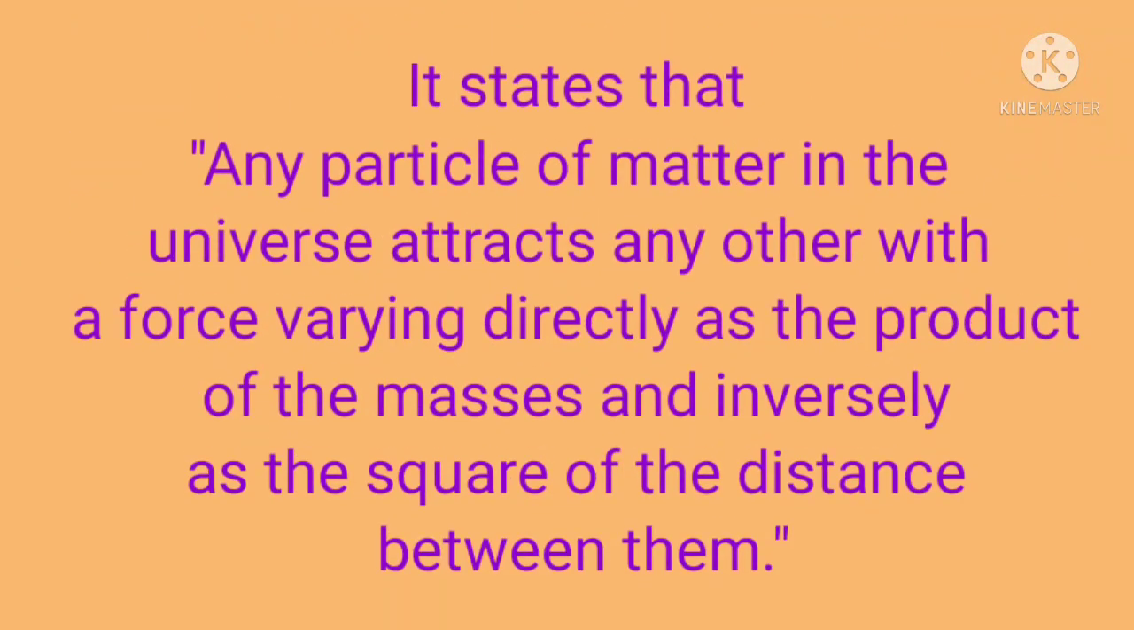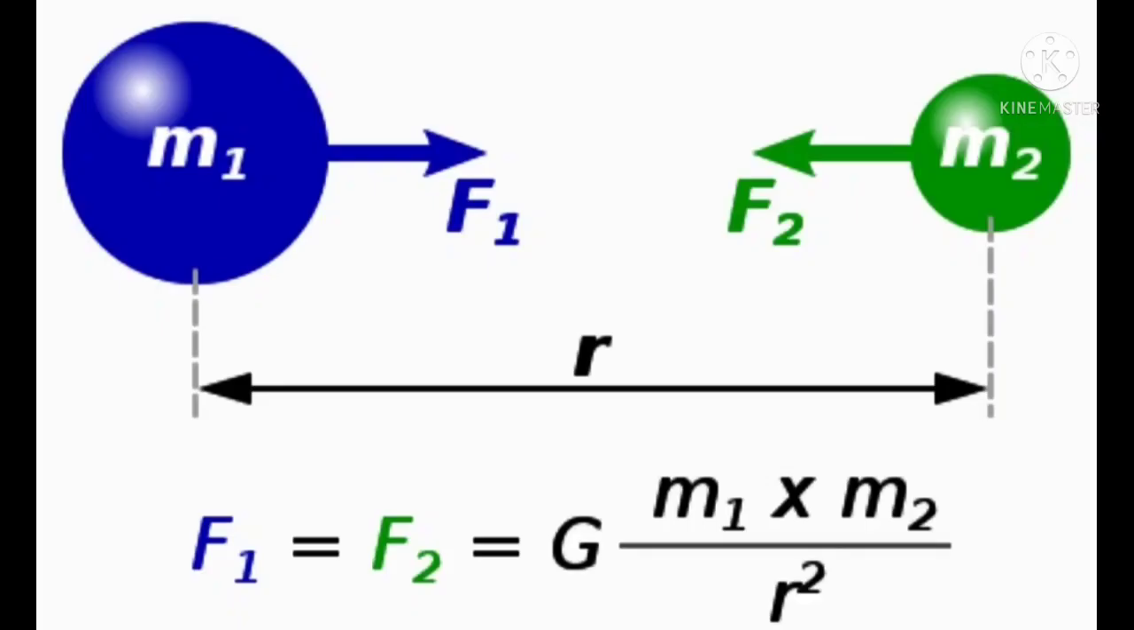What's the statement? It states that any particle of matter in the universe attracts any other with a force varying directly with the product of the masses and inversely with the square of the distance between them. Okay? Now in this diagram you see there are two bodies M1 and M2, and the forces applied by them on each other, one is F1 and another is F2. And do you know what? This is a mutual force. Mutual means F1 must be equal to F2, and mathematically it is given as G m1 m2 by R square. This is Newton's law of gravitation.